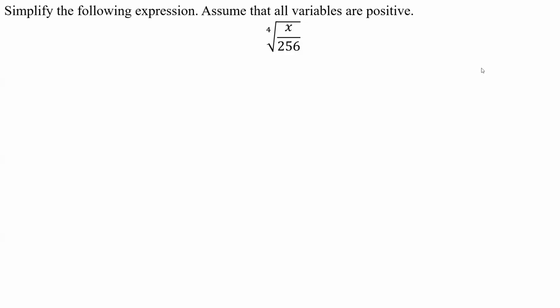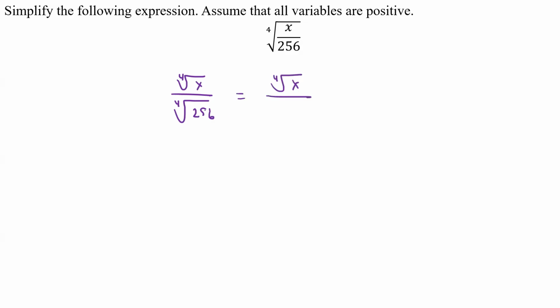All right, so here we're supposed to simplify the following expression, assume all variables are positive. So we have the fourth root of x over 256. Well, really, what is that saying? Well, that's taking the fourth root of x over the fourth root of 256. The fourth root of x is just going to stay the fourth root of x. There's not much else we can do here.